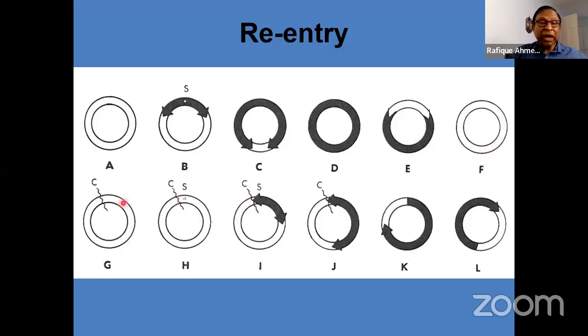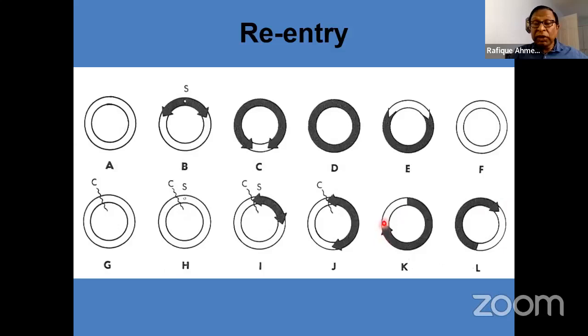Nothing will happen. However, if I can create a block here with some kind of mechanical pressure and we introduce an electric stimulus, it cannot go this way. It can only go this way, and then it will keep coming. And by that time, this part will be outside of the refractory period. And if that happens, if there is an excitable gap ahead of it, then it can continue round and round.